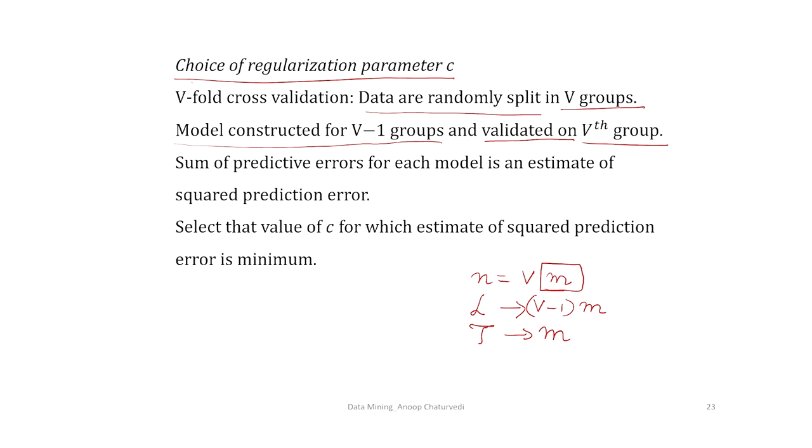So, we fit the model to this learning set, we test the model over this set, and then we obtain the sum of predictive errors for each model. And then this gives you an estimate of squared prediction error. And we do it for different selected values of C, say C1, C2, and so on. So, we have a set of values of C for which we repeat this process. And then we select that value of C for which the estimate of squared prediction error is minimum.